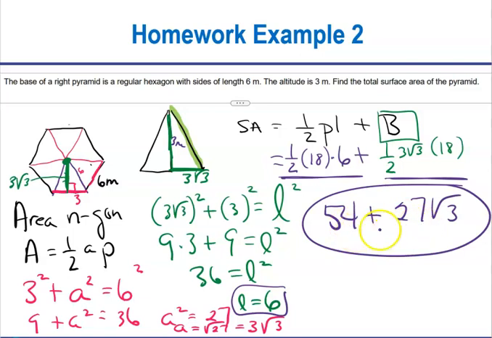Notice I cannot add these two together because this one doesn't have a square root of 3 and this one does. Just like if one of your terms has pi and the other one doesn't, those are not like terms. You can't add them together. So this is our final result here.